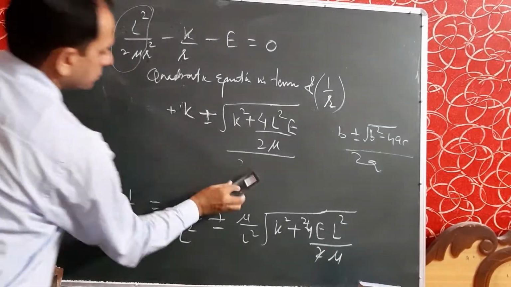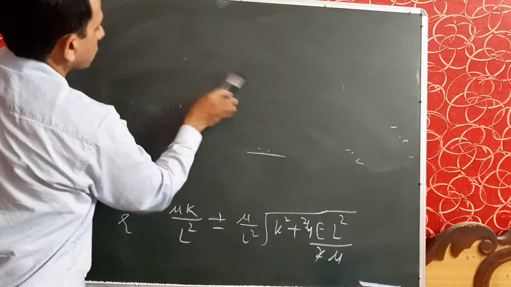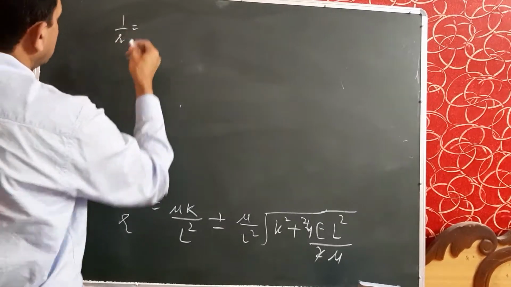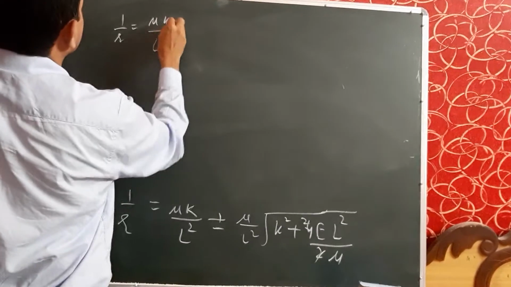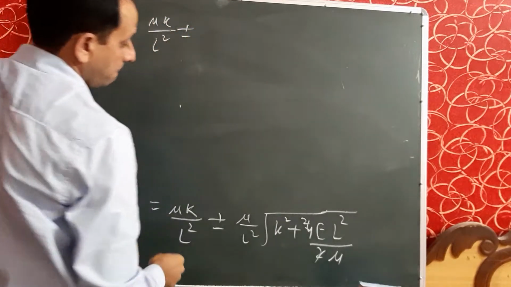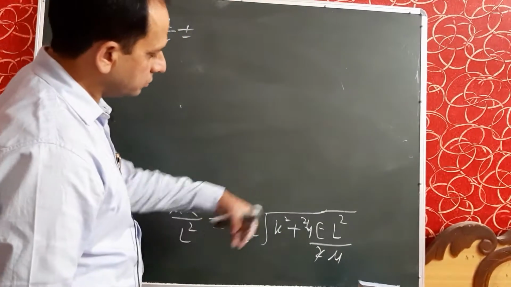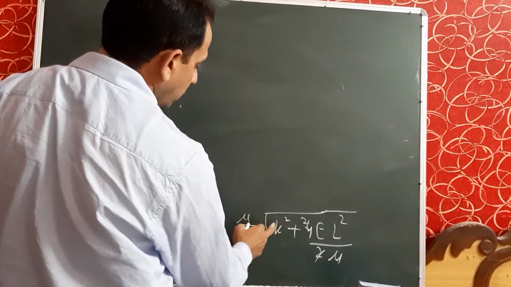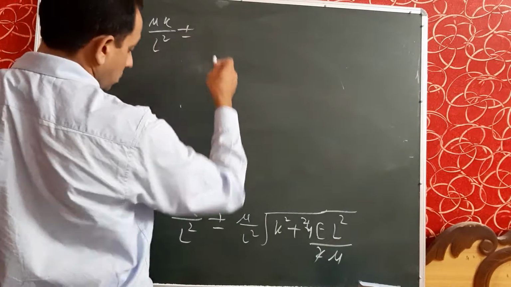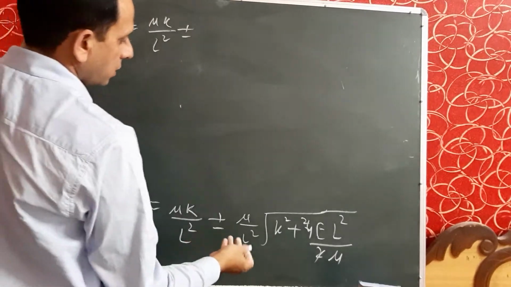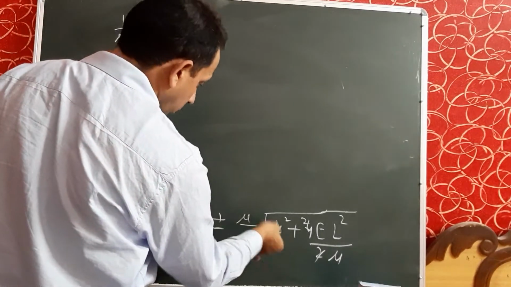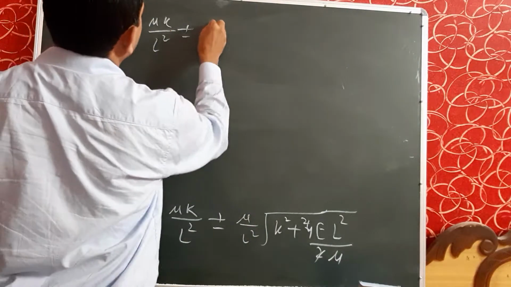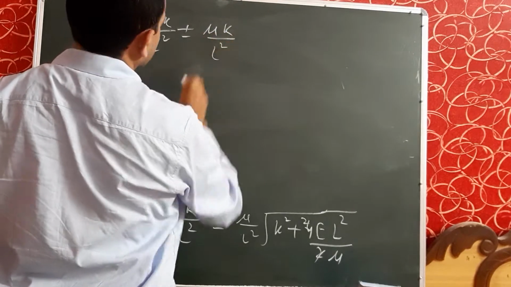And finally, we will get 1 by r is equal to mu k over L square plus minus, and we will take this term inside the under root. So, it will become mu square and L 4, or take this k square as common. Both solutions have the same answer, that is mu into k over L square.